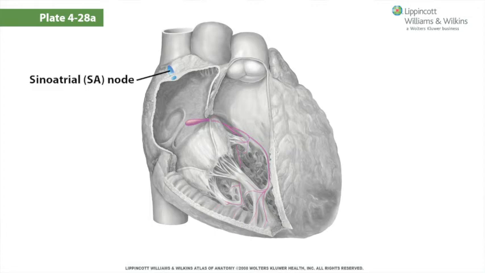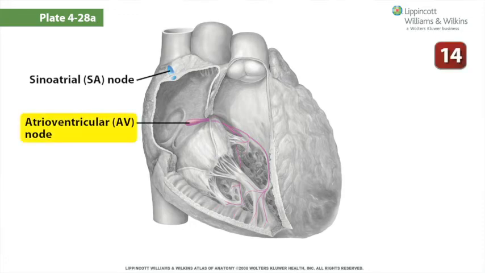The impulse generated by the sinoatrial node spreads out through the walls of the atria and causes the muscular portions of these chambers to contract. The cardiac muscle of the atria conducts the electrical signal and transmits it to the atrioventricular node, or AV node, which is smaller but otherwise similar in composition to the sinoatrial node. It is located superior to the opening of the coronary sinus in the interatrial wall.